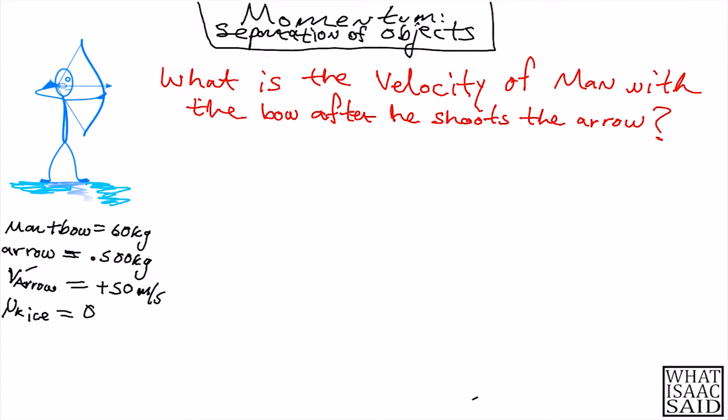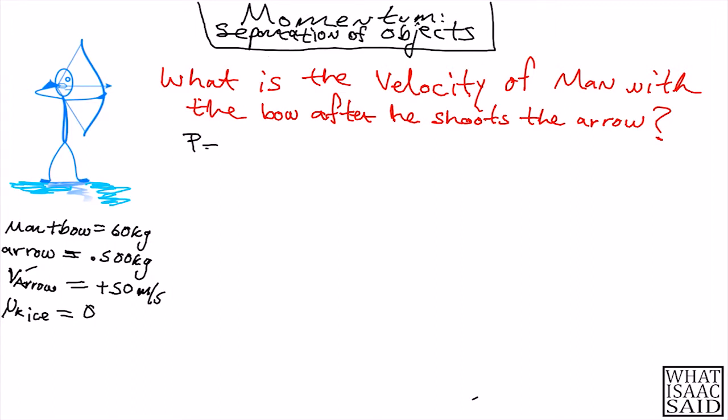And we want to know what is the velocity of the man with the bow after he shoots the arrow. So after this man shoots the arrow, there's going to be some force counteracting that, and he's going to move slightly towards the back. So we're going to dive right into this problem by writing our equation of momentum.